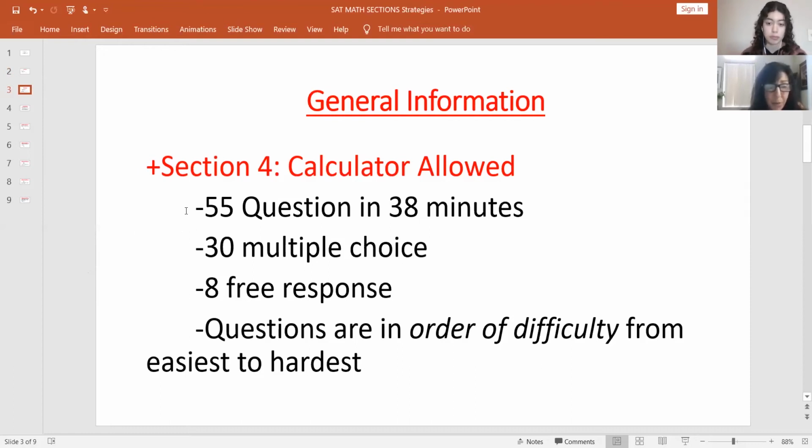Please take notes as we are looking through these slides and a copy of one of the tests. You'll want to keep those for when you're practicing on your own.